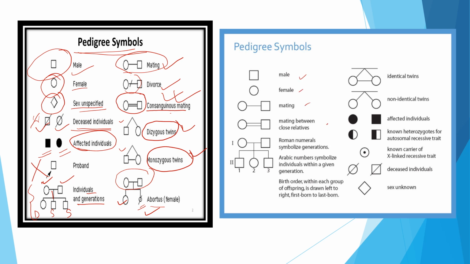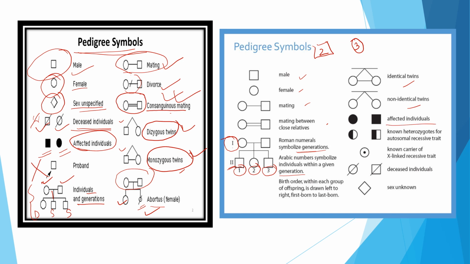Another important thing is that Roman numerals symbolize the generation. If it is first generation, it will be written as Roman numeral I, and II for second generation. Now, in Arabic numerals, what are you symbolizing? Within the given generation, 1 means 1 son, 2 means 2 daughters and 3 means 3 sons. At times this is written inside the symbol also. If you are writing 2 inside this, it means 2 sons. If you are writing 3 inside this, it means 3 daughters. Identical twins and non-identical twins, like monozygous twins and dizygous twins, are already written. Affected individuals we have written.